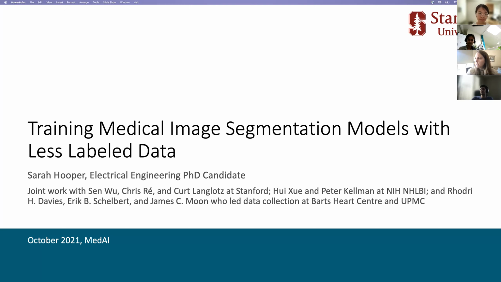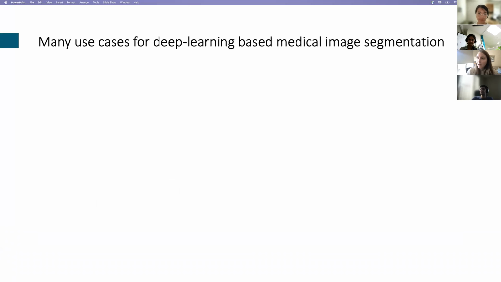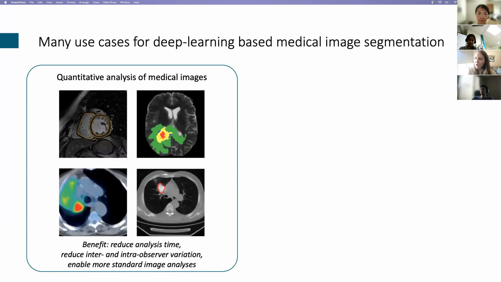So I'm going to start now with some background and motivation for our project. This is probably going to be familiar to everyone in this audience, but it might be useful to go through for a few minutes just to lay the foundation of what we're doing. But deep learning-based medical image segmentation models have a lot of potential use cases. Perhaps the most obvious set of use cases is to automate tasks that doctors are already spending time doing.